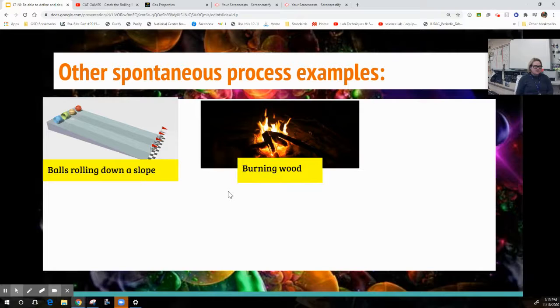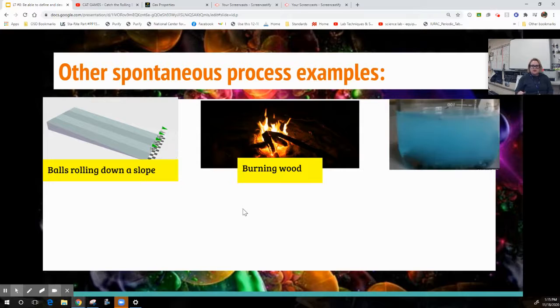Burning wood takes a catalyst of a spark to get wood to burn, but once it's burning, it's going to keep burning until it runs out of fuel. So burning wood is going to be a spontaneous process, but not only that, it's going to be irreversible because you can't take the carbon dioxide and the other carbon compounds that are created when you burn the wood, pack them back together and turn it back to wood again. So it's going to be irreversible and spontaneous.